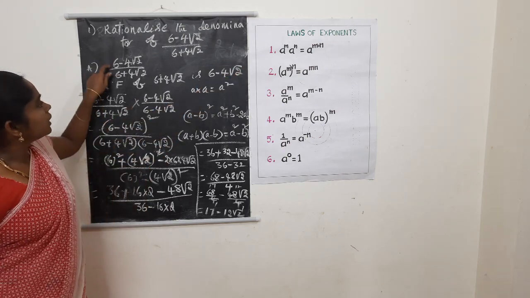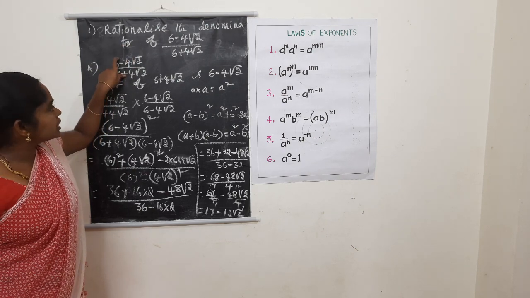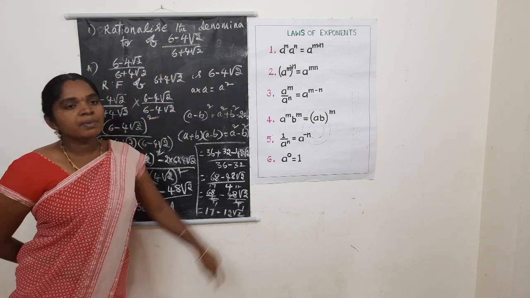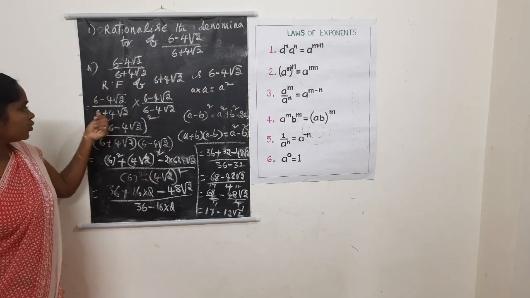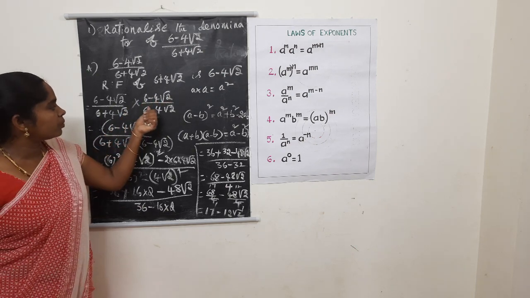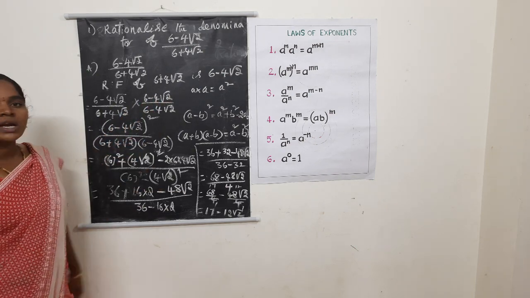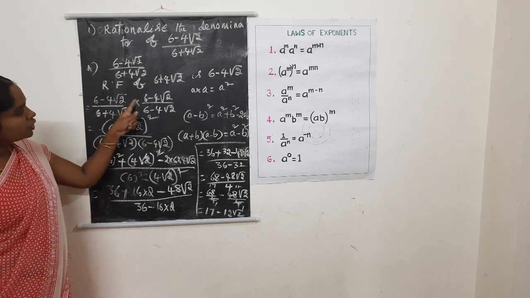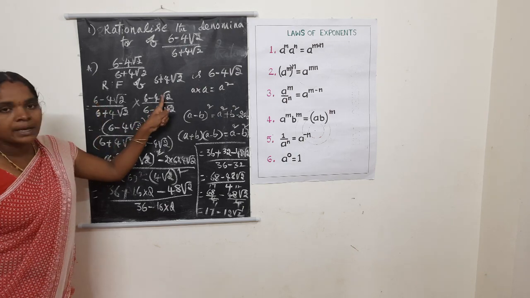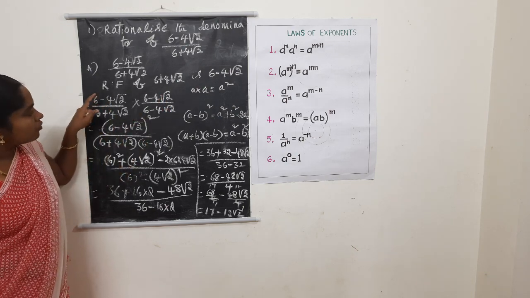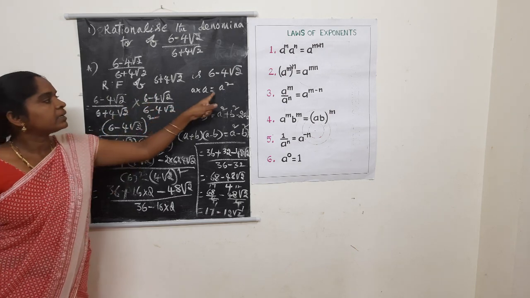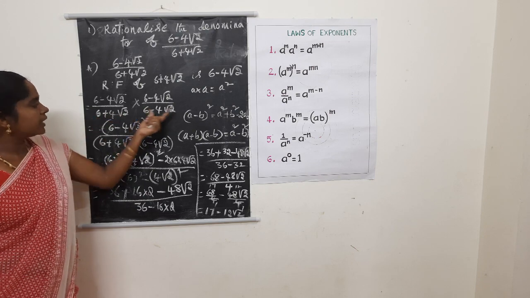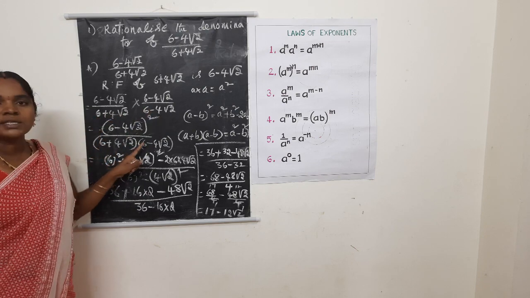So now multiply both numerator and denominator with 6 minus 4 root 2. So 6 minus 4 root 2 by 6 plus 4 root 2 into 6 minus 4 root 2 by 6 minus 4 root 2. Students, observe the numerators and denominators. This is 6 minus 4 root 2 into 6 minus 4 root 2. Both are the same, so this is in the form of a into a. A into a is nothing but a square. So 6 minus 4 root 2 whole square. Next, the denominator can be written as 6 plus 4 root 2 into 6 minus 4 root 2.